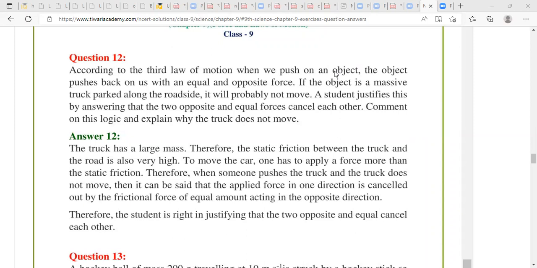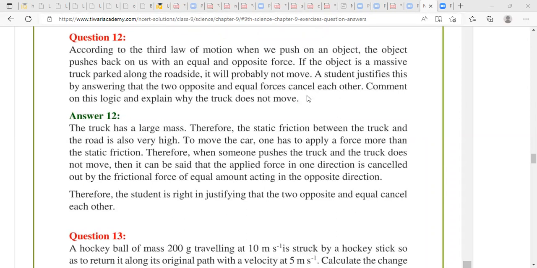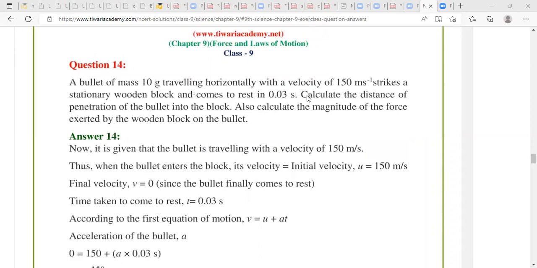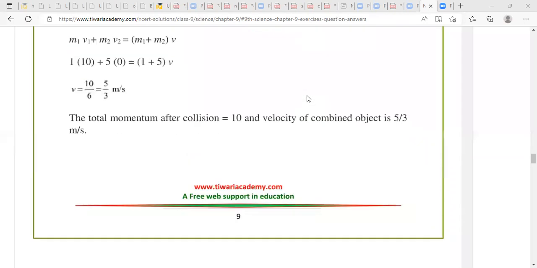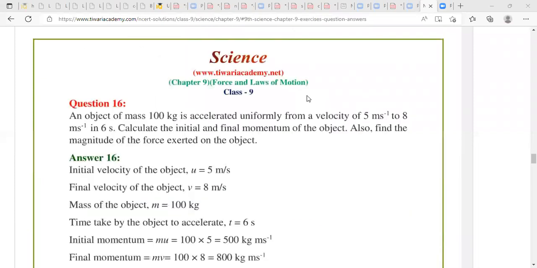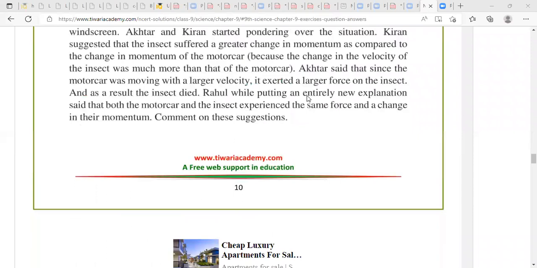Yes, ma'am. Okay, then the rest are numericals, so you will try them on your own. Just leave the momentum part. Momentum is not in the syllabus, so you can leave that. And the rest, I think we did everything. So if you have any doubt, you can come up with the doubt in the next class.